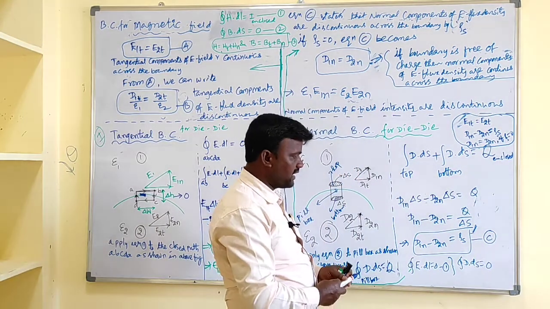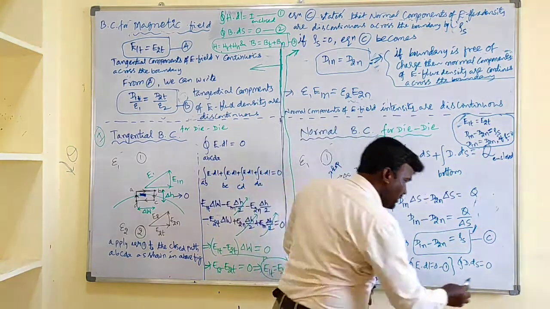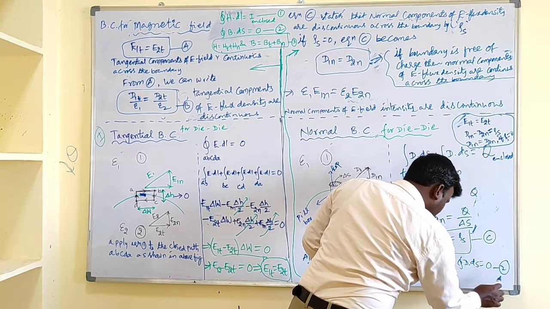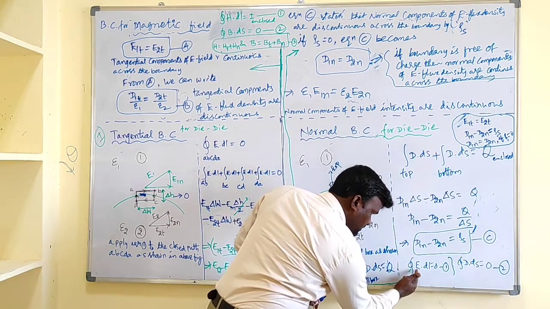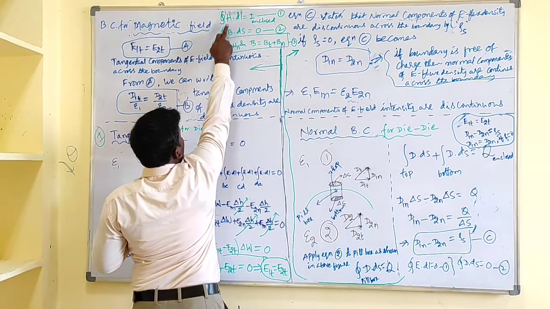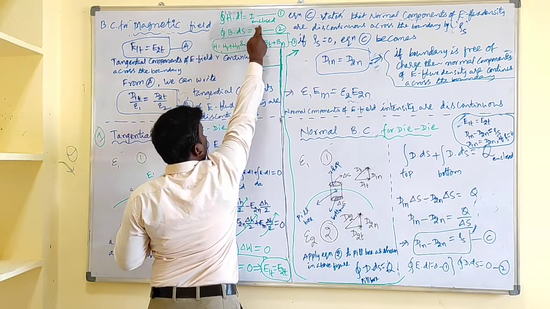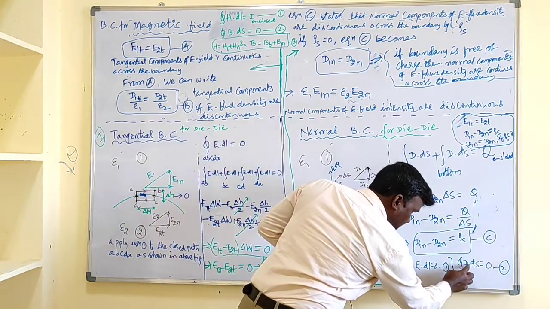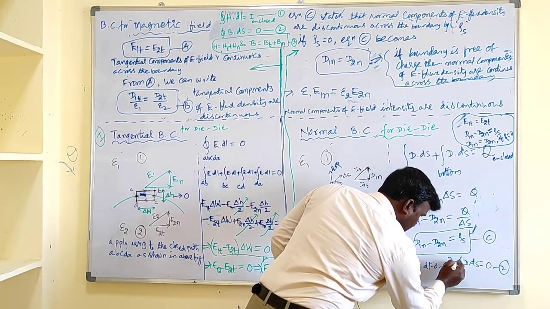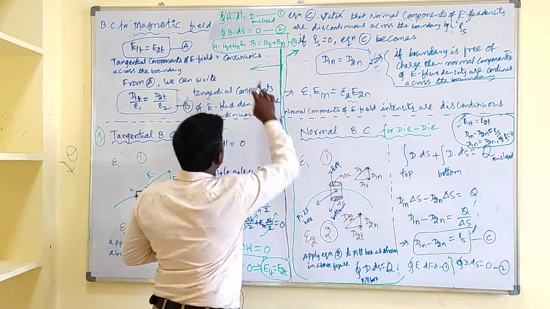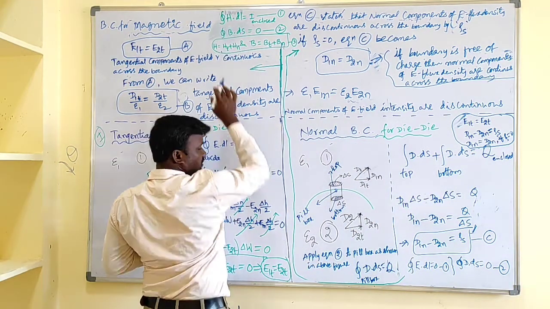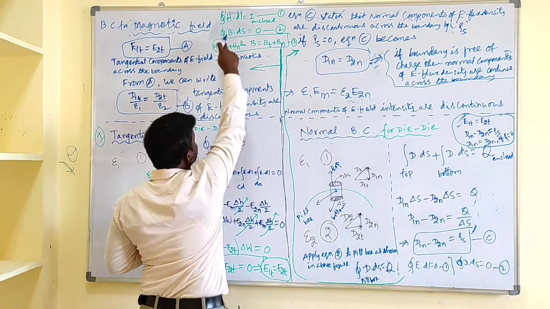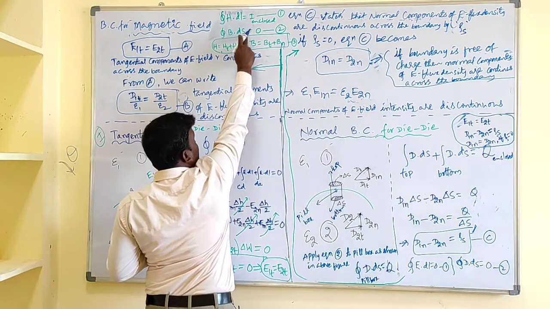But in case of the magnetic field, in order to derive the magnetic field boundary conditions, instead of taking these two equations, the electric field intensity is replaced by magnetic field intensity. It is equal to I enclosed from Ampere's circuit law. And the second equation, integral D dot ds, where D is the electric flux density, should be replaced with magnetic flux density, that is integral B dot ds equal to 0.